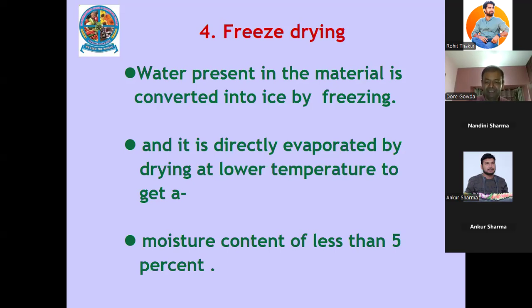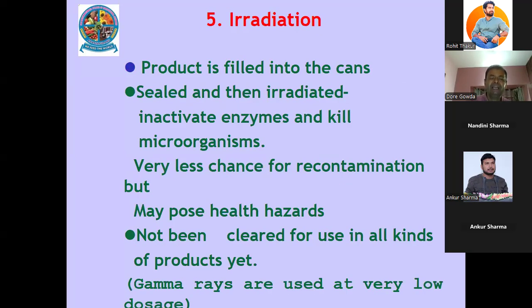As I said, in ordinary methods it is very difficult to get less than 5 to 6% moisture. It will mostly be higher in other methods, but here we can get 3 to 5% moisture. We can go up to 3% also. Here, weight will be reduced very much, which is good for export also. Next, irradiation. Here the product is filled into cans.